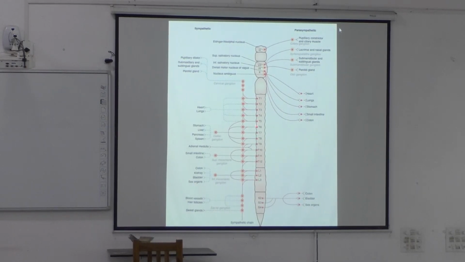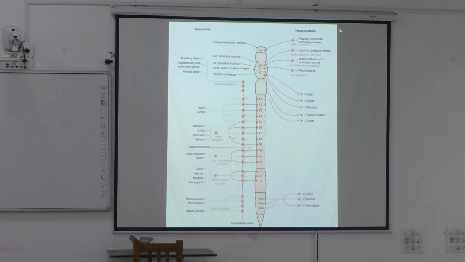From the next levels T6 to T10, T11 to the celiac ganglion, to the superior mesenteric ganglion, inferior mesenteric ganglion, and sometimes they are overlapping. Some nerves may come down from the upper levels and reach the lower levels also. Okay, but the origin will be from either the thoracic segments or the lumbar segments. In case of sympathetic system, thoracolumbar division.